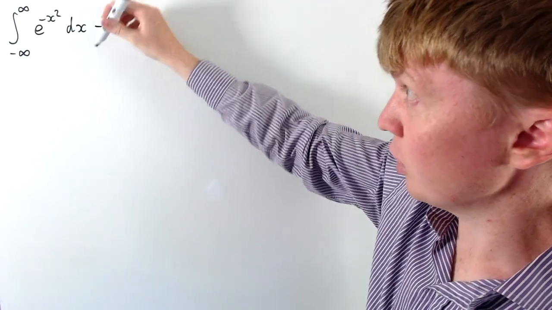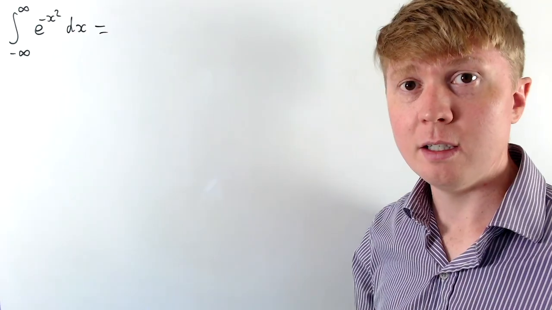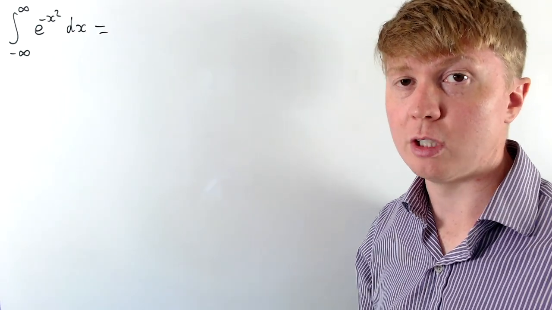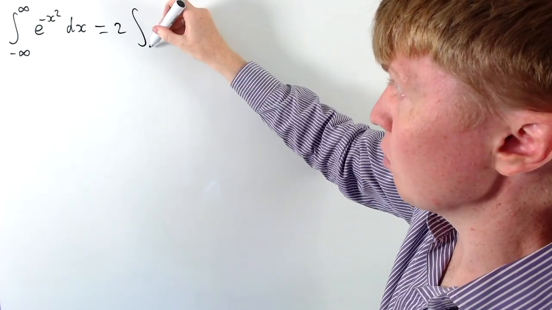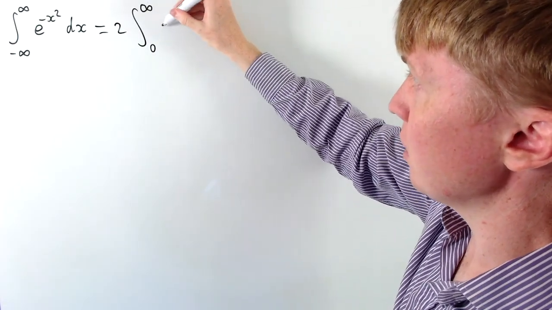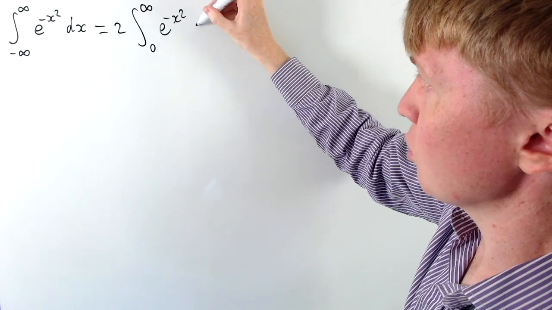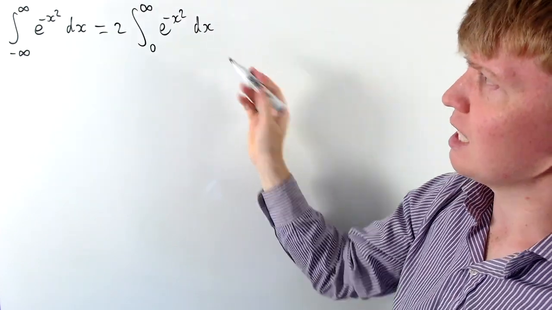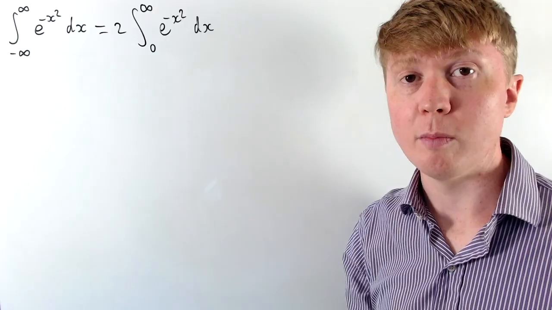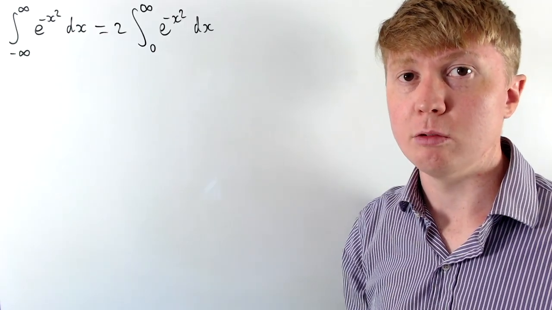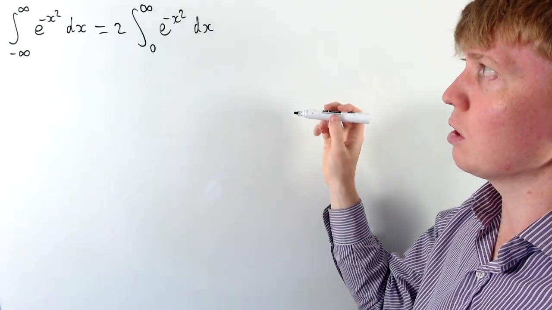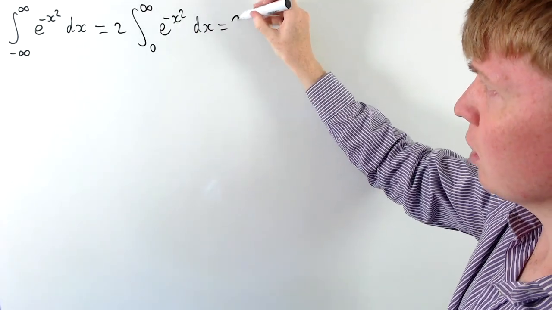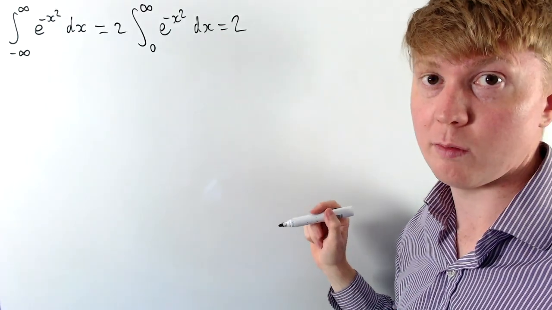Our starting point is we can note that this function e to the negative x squared takes the same values for positive or negative values of x. So we can actually write this as 2 times the integral from 0 up to infinity of e to the negative x squared dx. We say this is an even function. The contribution going from 0 down to negative infinity will be exactly the same as the contribution going from 0 up to positive infinity.